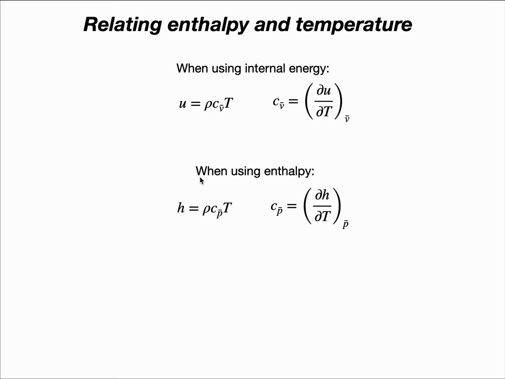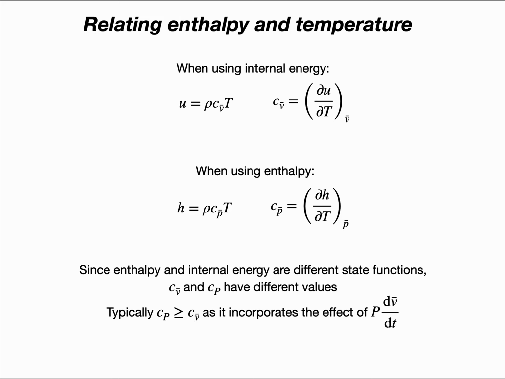If one works with enthalpy, then one defines the enthalpy as rho Cp T. In that case, Cp is the derivative of enthalpy with regard to temperature at constant pressure. So Cv and Cp are different. Enthalpy and internal energy are different state functions, so Cv and Cp have different values. And typically Cp is larger than Cv because the enthalpy incorporates the effect of P dV/dt.